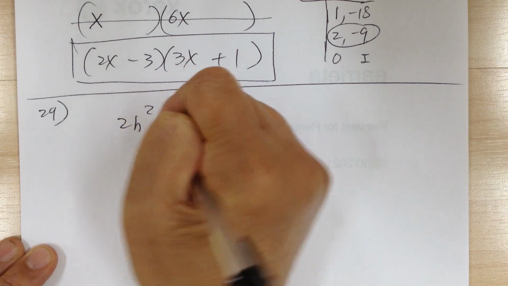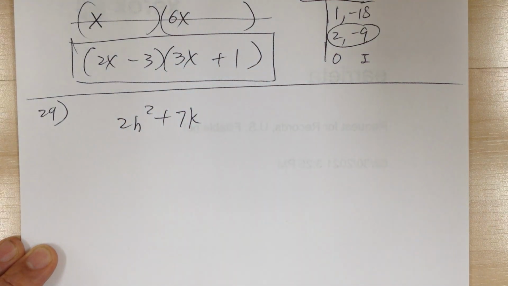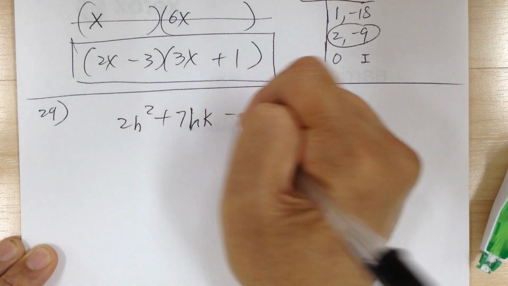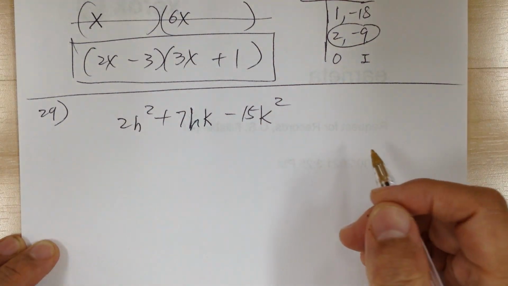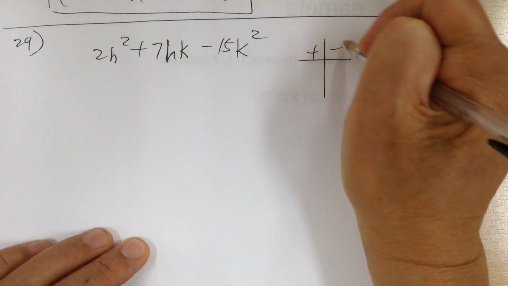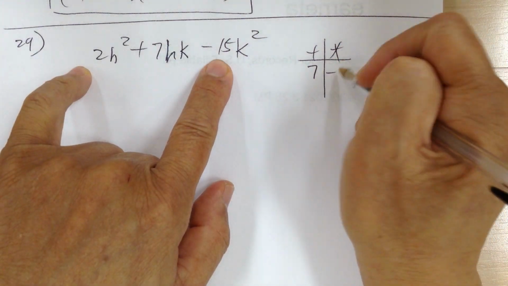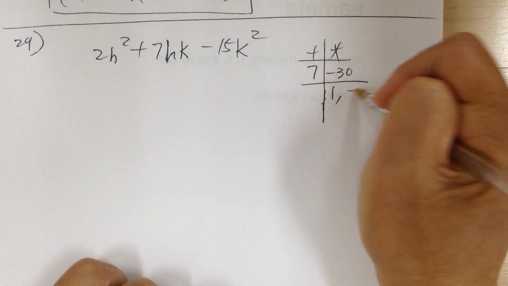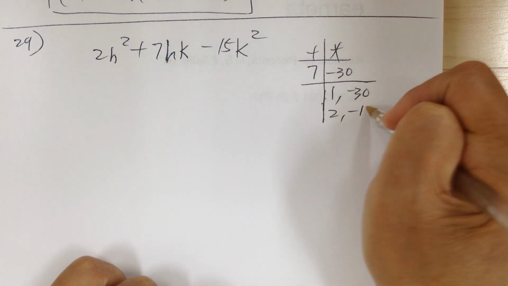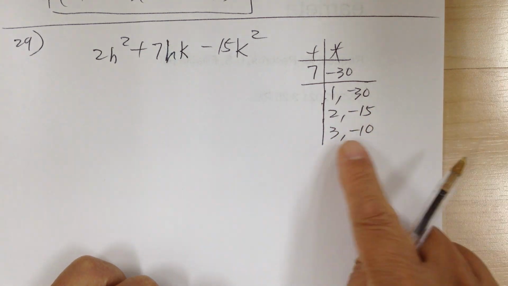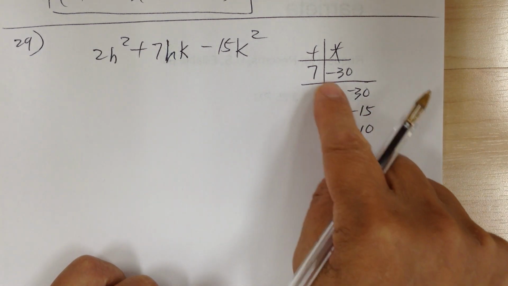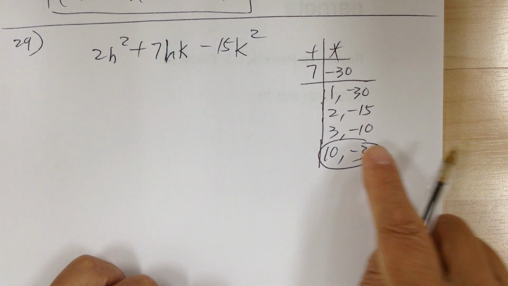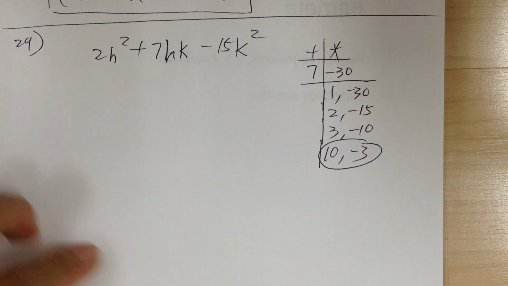Okay, next one is 2h squared plus 7hk minus 15k squared. Okay, so you can just go through the list. So step 4, so it would be 7, and this would be negative 30. So remember to multiply these numbers. Okay, so start with 1 comma negative 30, 2 comma negative 15, 3 comma negative 10. So over here you see you're going to get negative 7. So the number is correct, but the sign is wrong. So all you have to do is just go 10, negative 3. So you have to look at the numbers. Don't just go blindly.